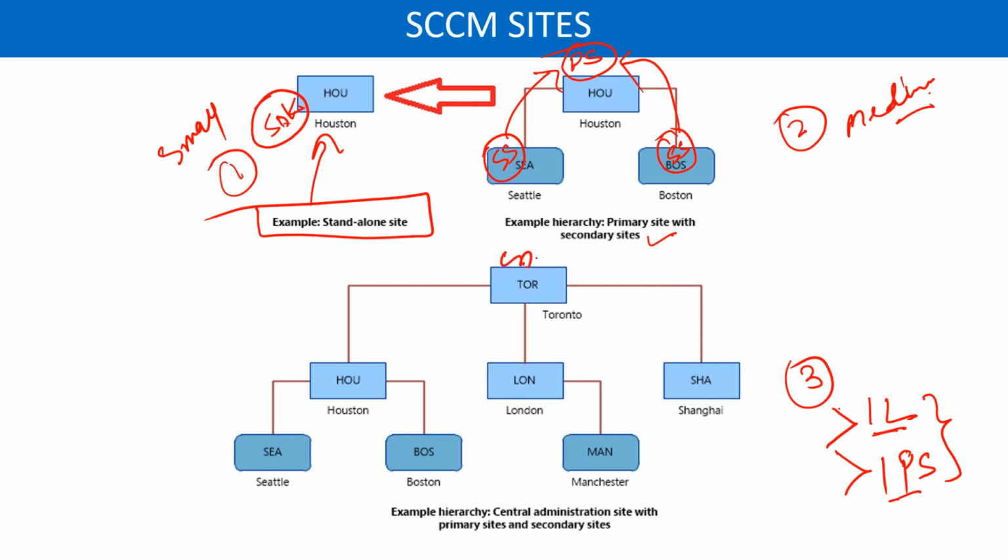Central will be sitting on the top of the hierarchy, and you will have multiple primary sites. For example, P1 is a primary site, P2 another primary site, and P3 a third primary site in 3 different regions, 3 different continents. Like America, there will be a primary site; London or Europe, you will have another primary site; and Asia Pacific, another primary site. So this kind of architecture is for big size organizations where you have CAS, central administration site, plus primary site, plus secondary site.